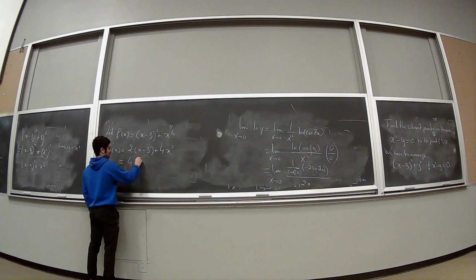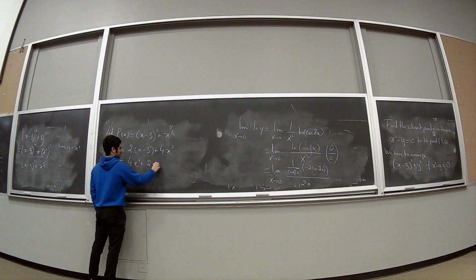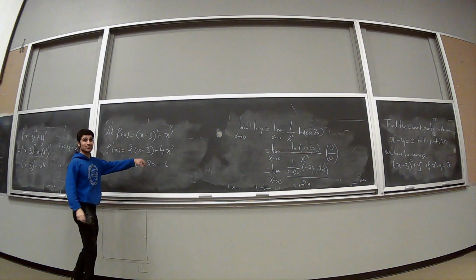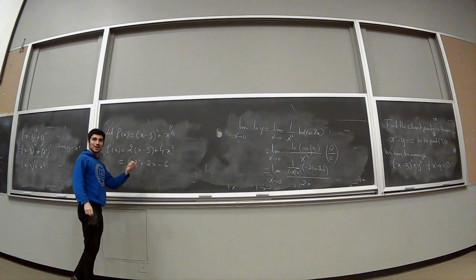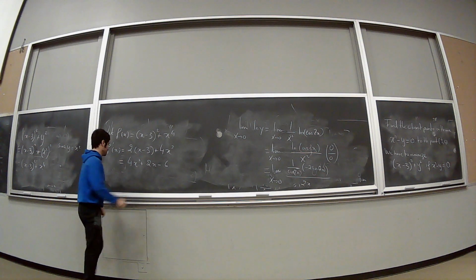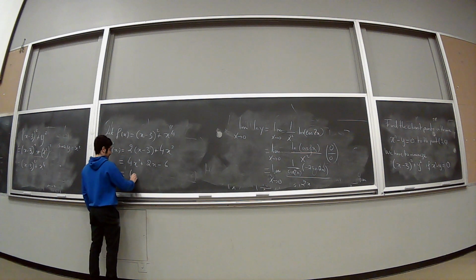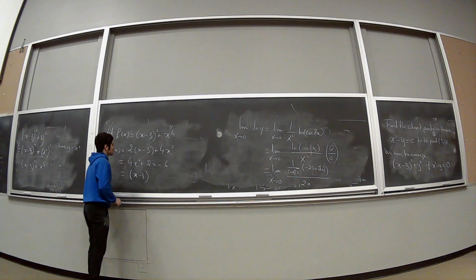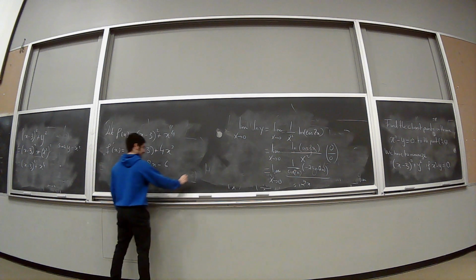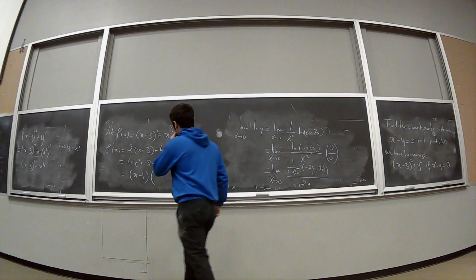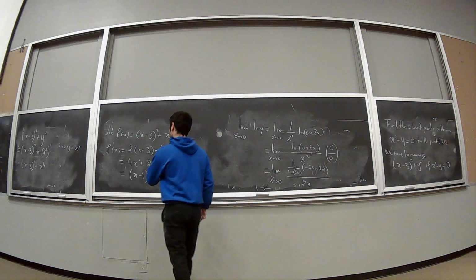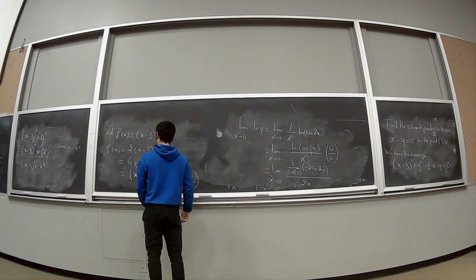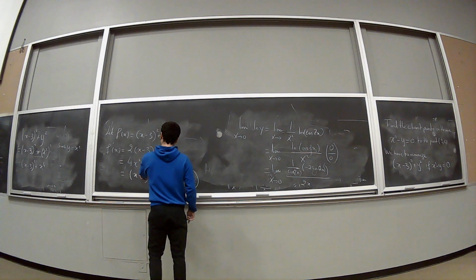So it's 4x cubed plus 2x minus 6. Oh my god, 4 plus 2 minus 6 is 0. So 1 is a factor, right? So x minus 1 is a factor. So you have x minus 1. Oh, that's sweet. Great. I cannot make bad problems.